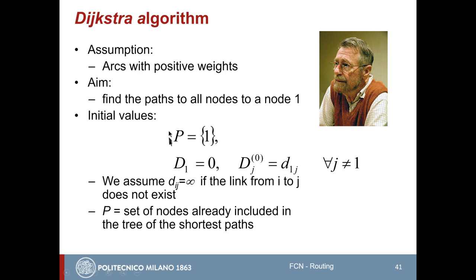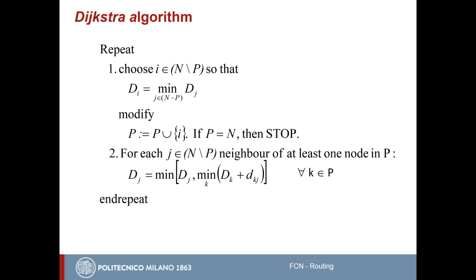At the end, this set will contain all the nodes of the network. When this set contains all the nodes of the network, it means that we have calculated the shortest path from the source to each other node. And so the condition of termination of this algorithm is when P contains all the nodes of the network. So it's coincident with N.